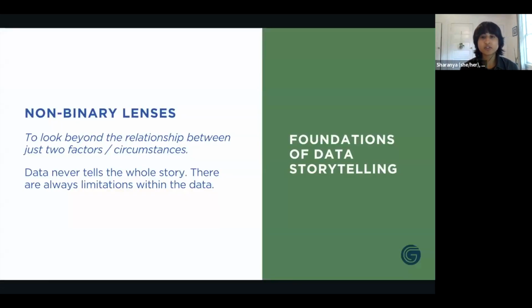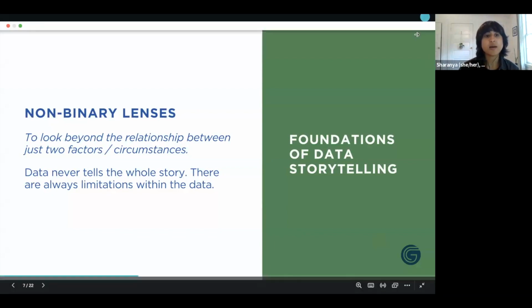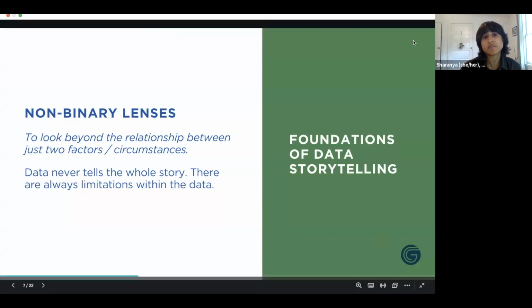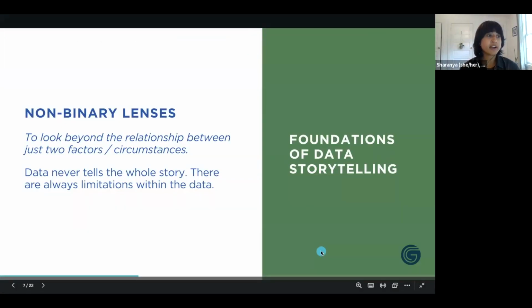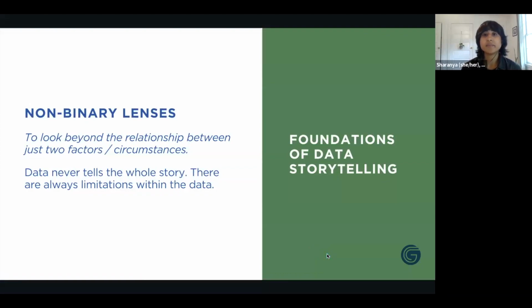So the first approach to data storytelling that we're going to highlight today is non-binary lenses. When we talk about non-binary lenses, we're basically referring to looking beyond the relationship between just two factors or circumstances. Data is binary, meaning that it's comprised of ones and zeros. Either something might be true or it might be false. But there's so much more to the world and to solving problems than that.